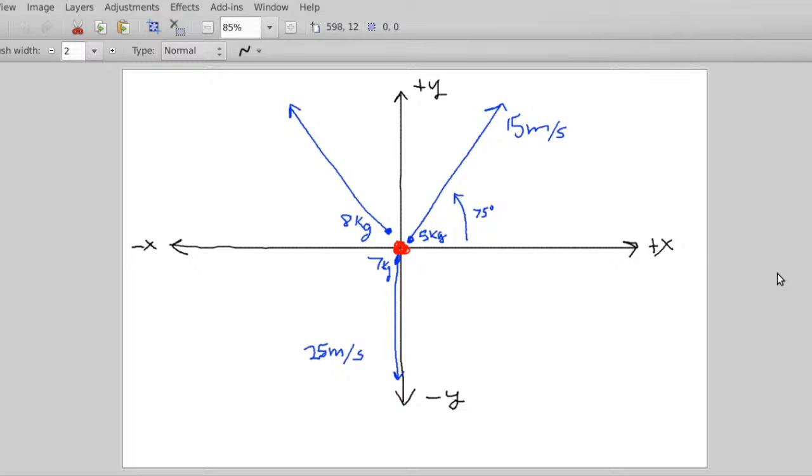Well, I'm going to be very careful here. We have the 7 kilograms still traveling along the negative y direction at 25 meters per second. The 5 kilogram is now no longer traveling directly along the plus x-axis. It's traveling at 75 degrees to the plus x-axis. Okay, and because it's positive 75 degrees, you measure counterclockwise.